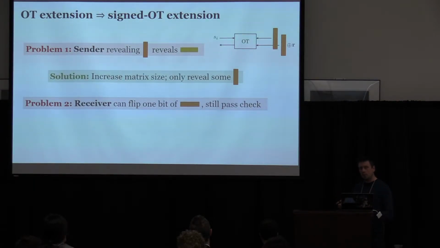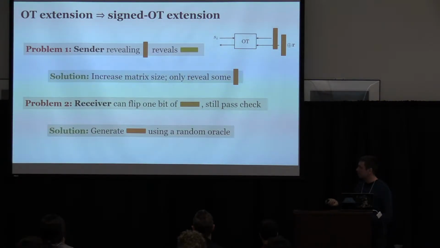Not quite. There is one more last thing: to win, the receiver doesn't have to fully change the orange vector. He can flip a single bit of the orange vector, and he still can win. But here we can solve it because we can restrict how this orange vector can be generated. We don't allow it to be fully random. It has to be an output of some PRF or random oracle. We call it random oracle. Now we're done.